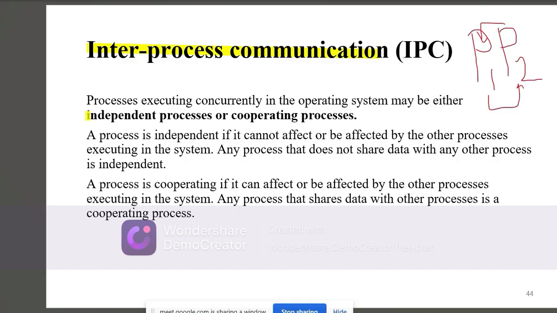Processes executing concurrently in our operating system may be either independent processes or cooperating processes. A process is independent if it cannot affect or be affected by other processes executing in the system. Any process that does not share data with other processes is independent, because they are not sharing anything. Dependency is not there. Such a process is known as an independent process. And a process is cooperating if it can affect or be affected by other processes executing in the system. Such a process is known as a cooperating process.